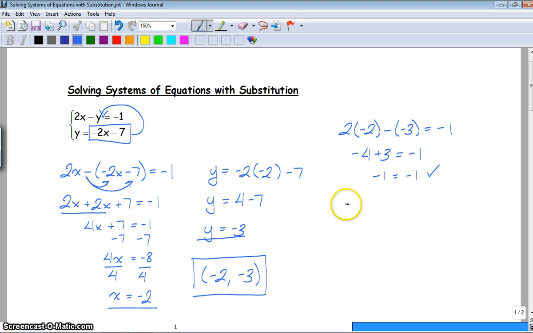So it's the y value we just found, negative 3, equals negative 2 times the x value, negative 2, minus 7. Negative 3 equals negative 2 times negative 2 is positive 4, minus 7. Positive 4 minus 7 is negative 3. So it works in this equation as well. And our answer is negative 2, negative 3.